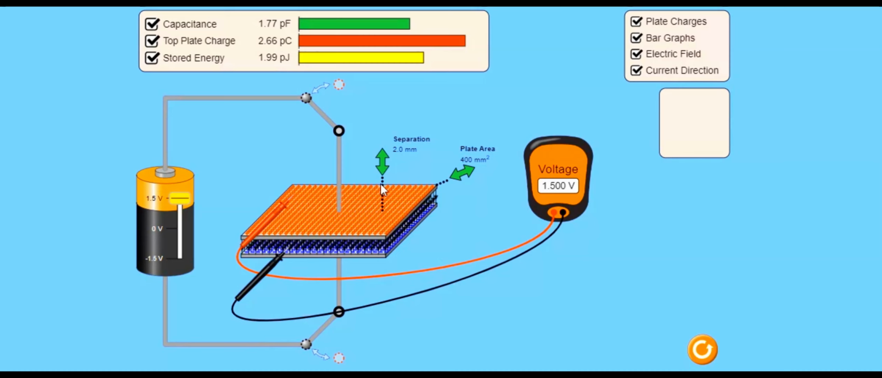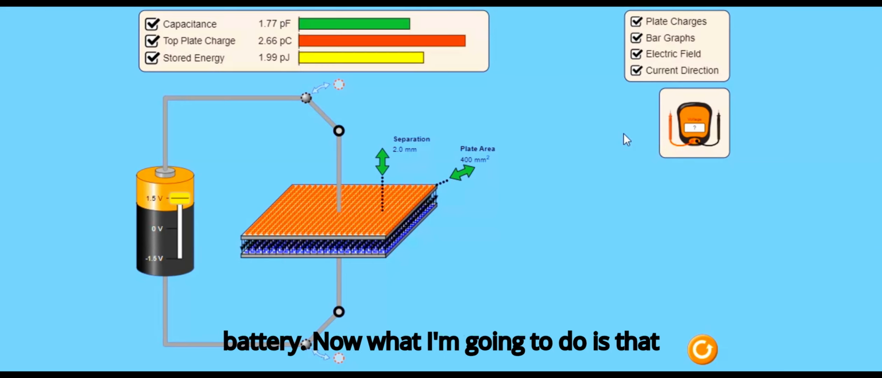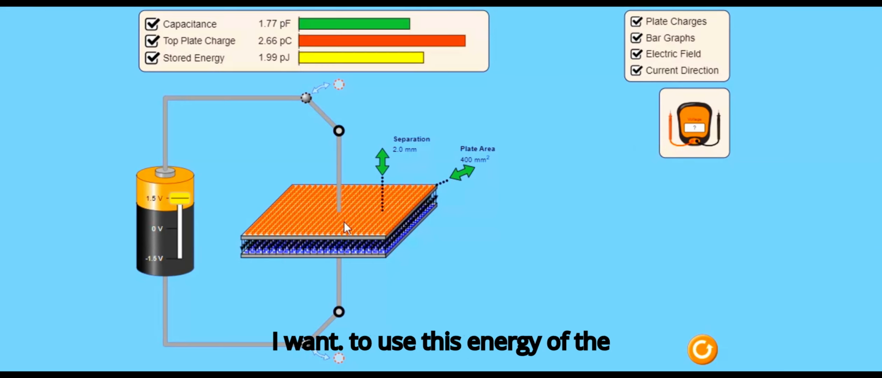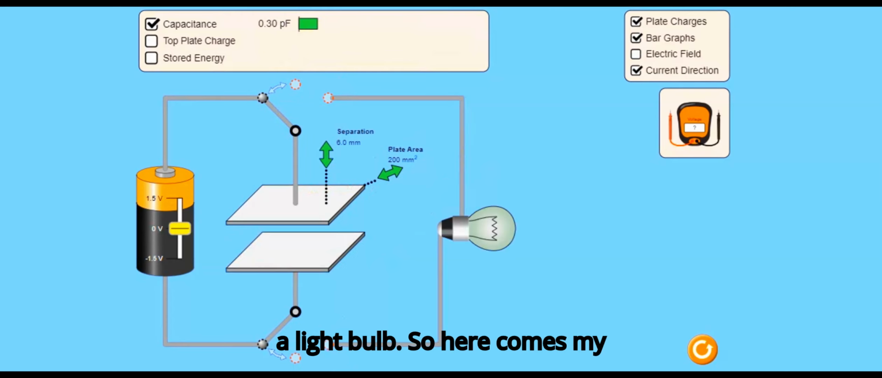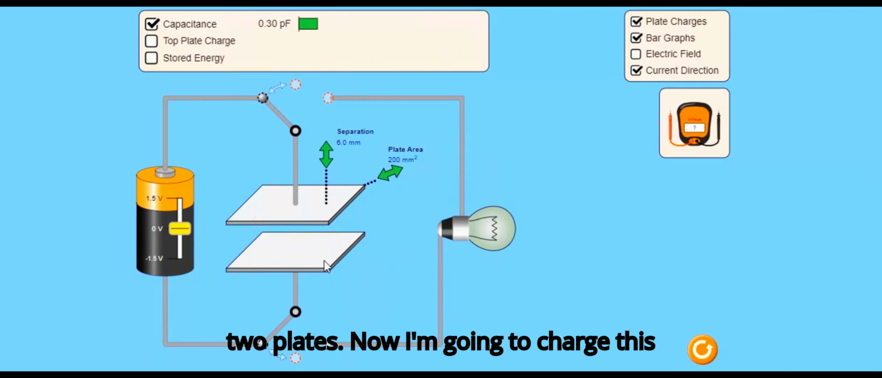So now let's suppose I have charged this capacitor fully by means of this battery. Now what I'm going to do is use this energy of the capacitor by lighting a light bulb. So here comes my other circuit. Here you can see a light bulb. There is the same capacitor with two plates.